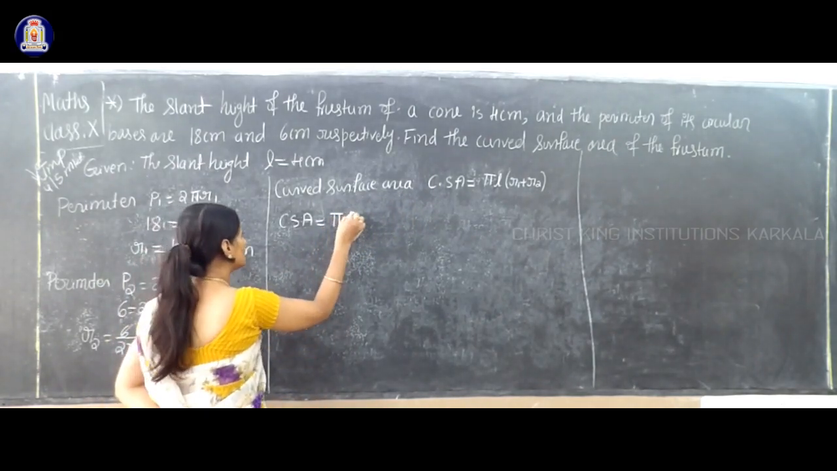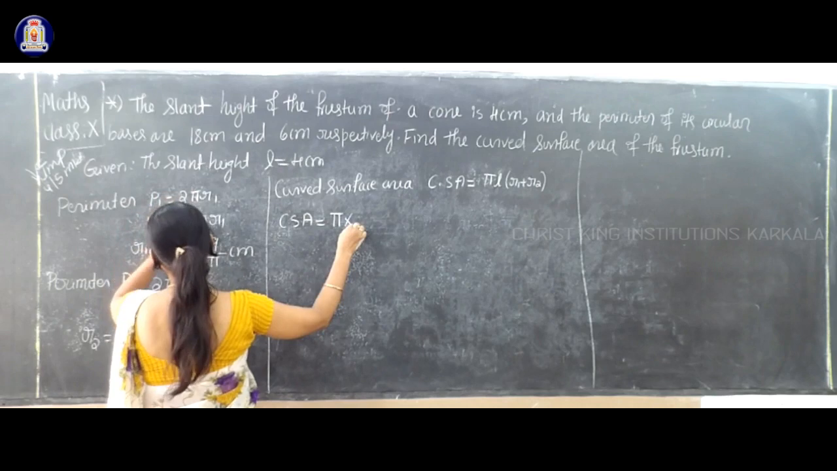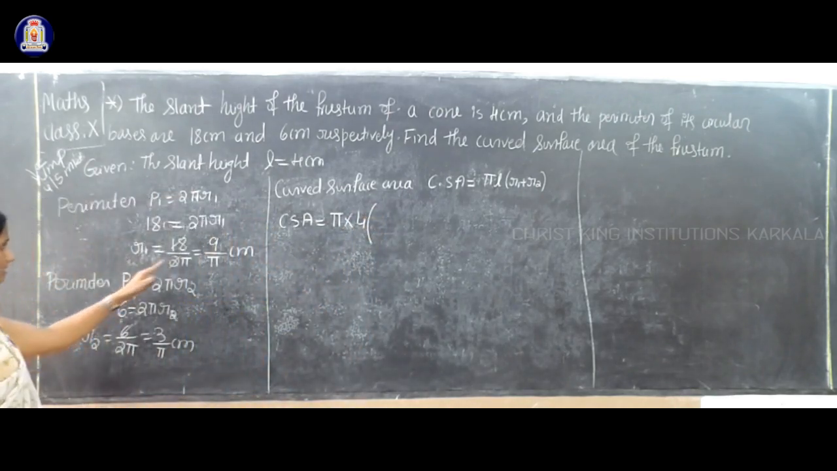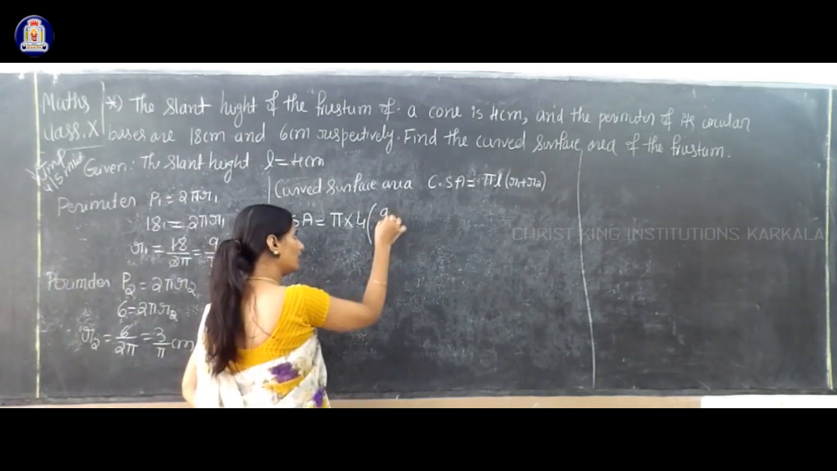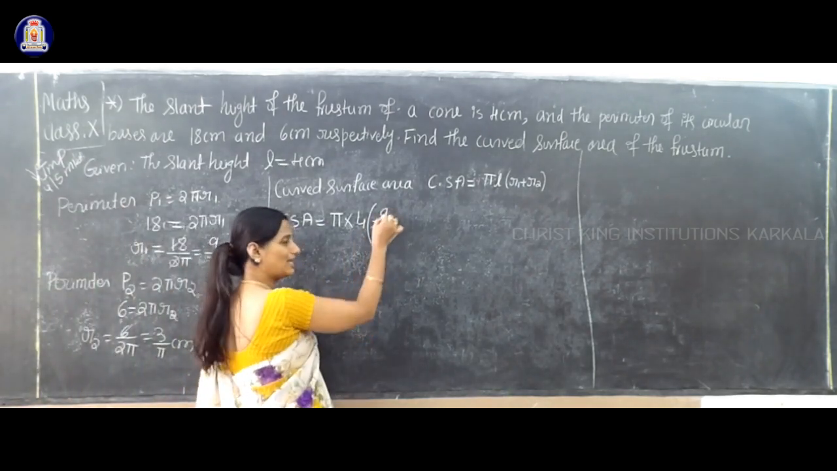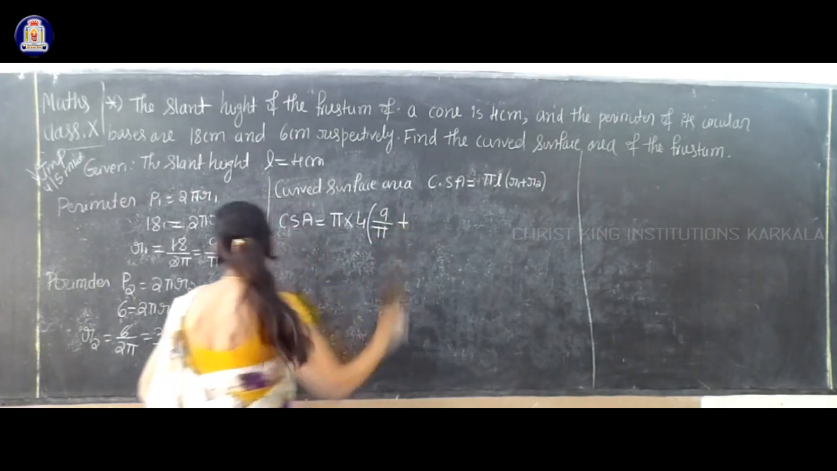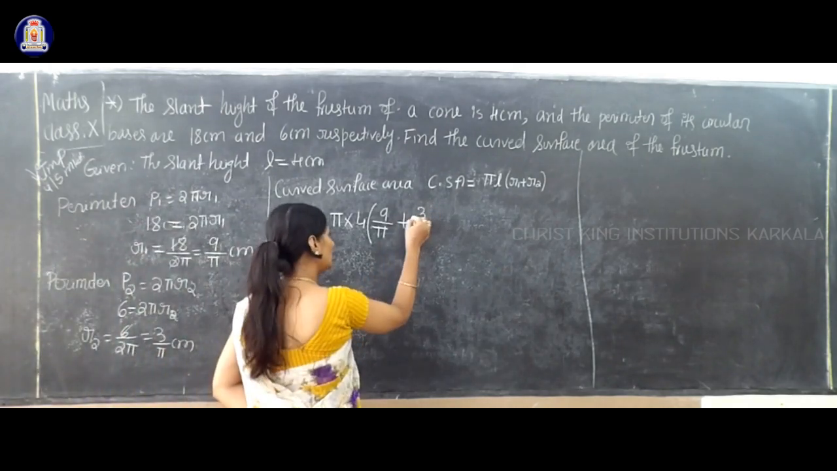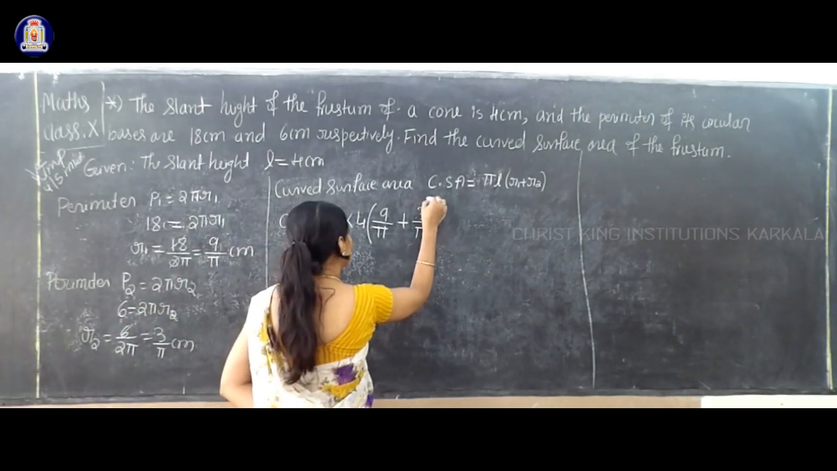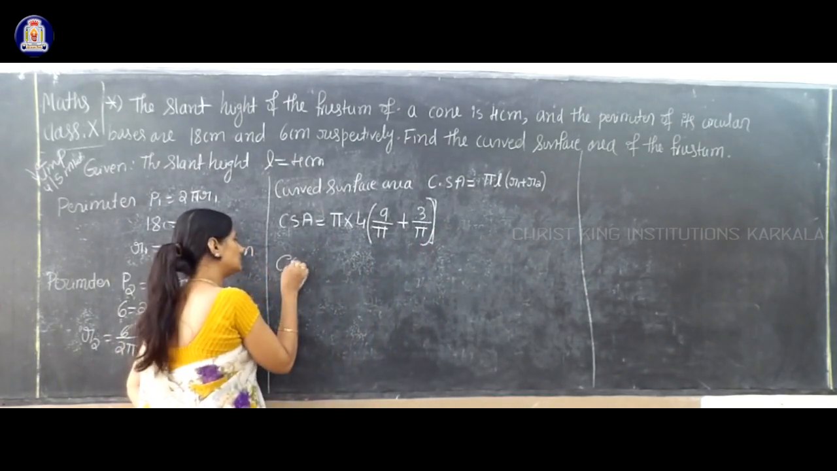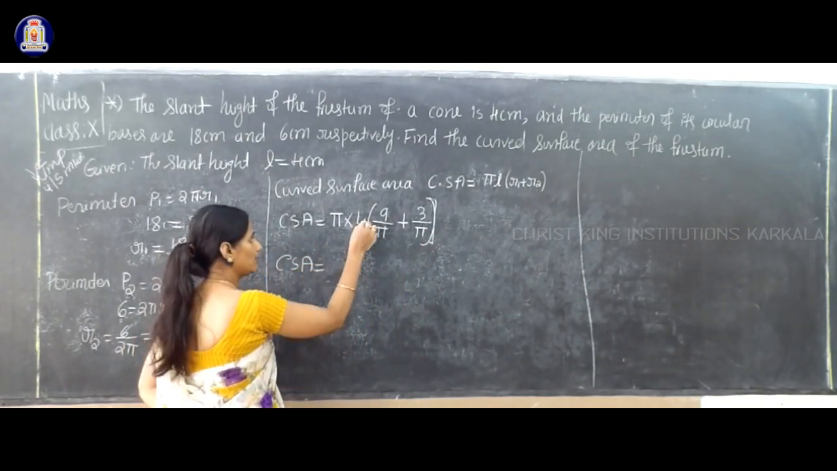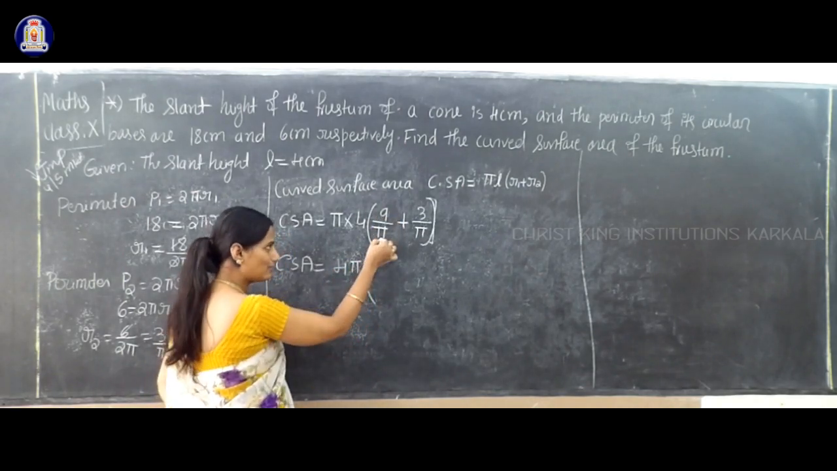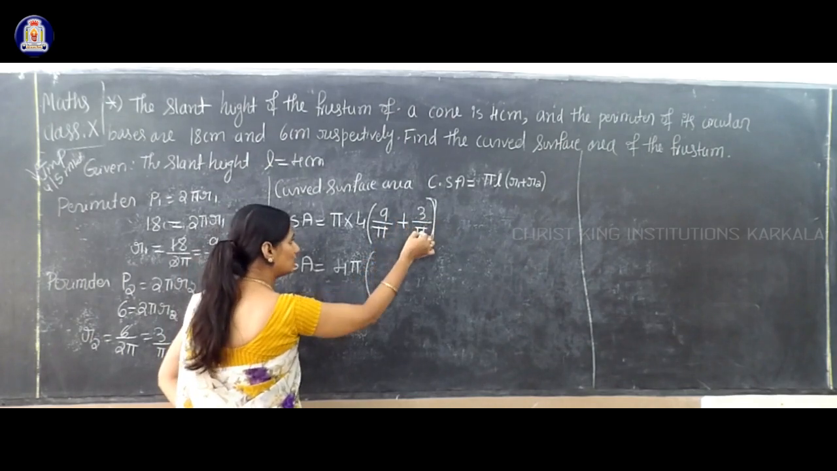So pi, what is L? L is the slant height, which is 4. And what is your R1? R1 is 9 divided by pi, plus what is your R2? R2 is 3 divided by pi. So now how to simplify? CSA is equal to pi into 4, that is 4 pi, inside the bracket 9 divided by pi plus 3 divided by pi.